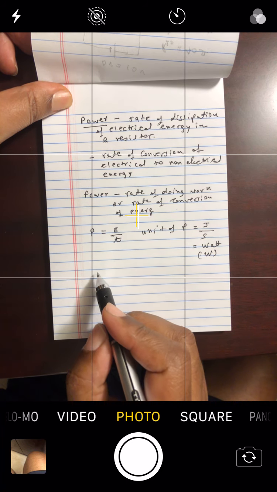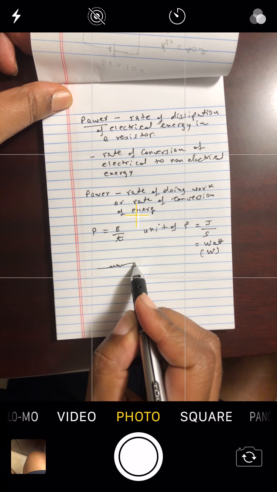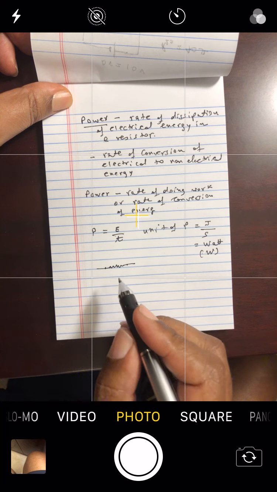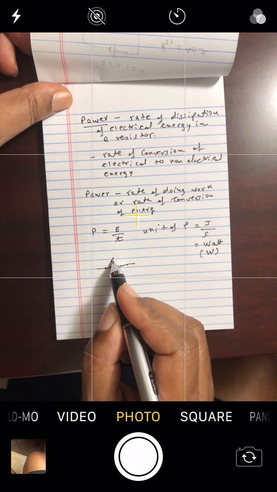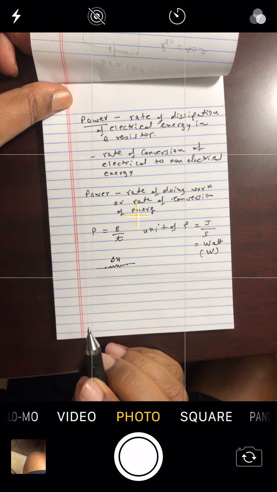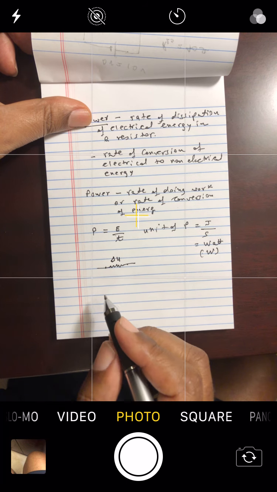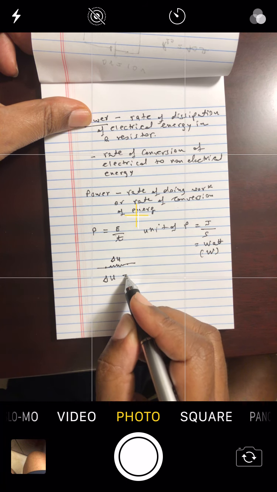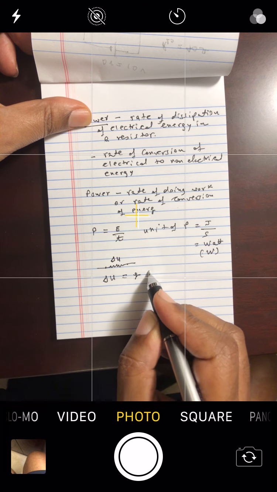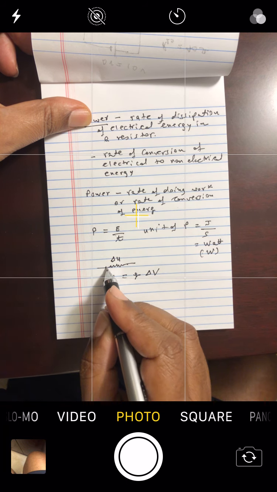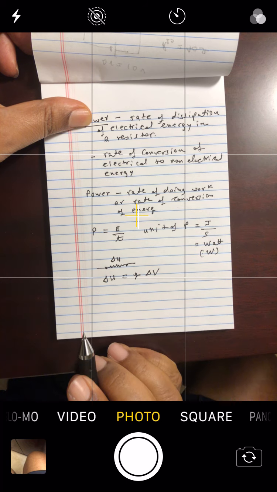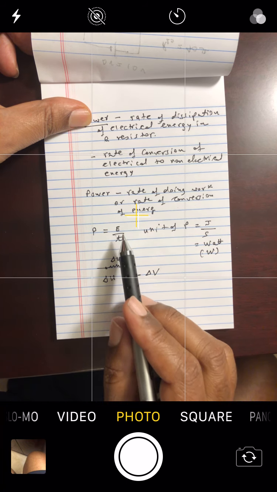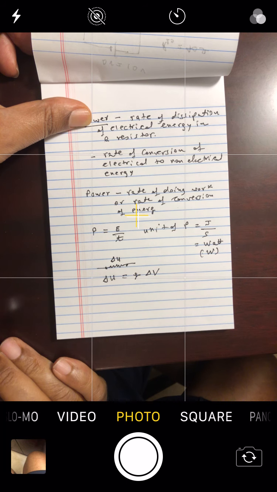Now we're talking about a resistor. So let's say we have this resistor over here. The charge goes from here to here. It loses potential energy delta U. And if you remember, this change in potential energy of the charge equals charge times the potential difference between these two points, right? So this is the energy converted in time interval t.